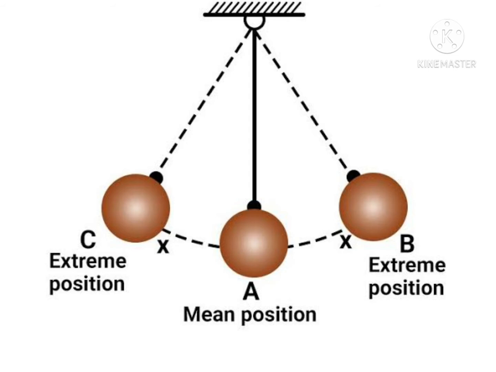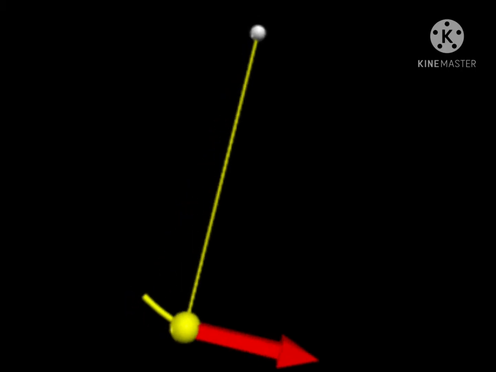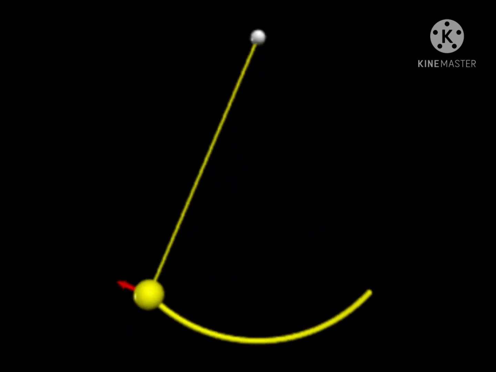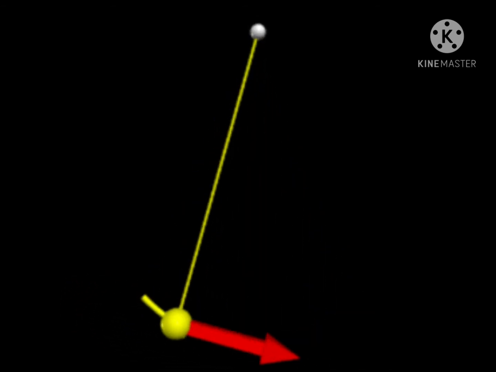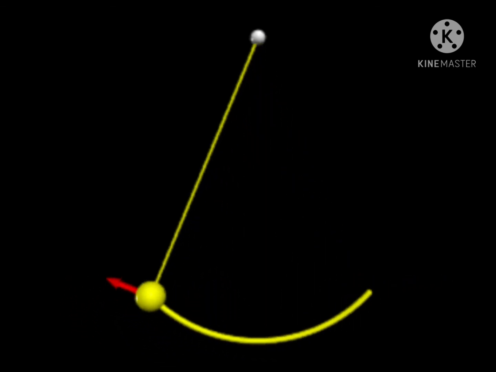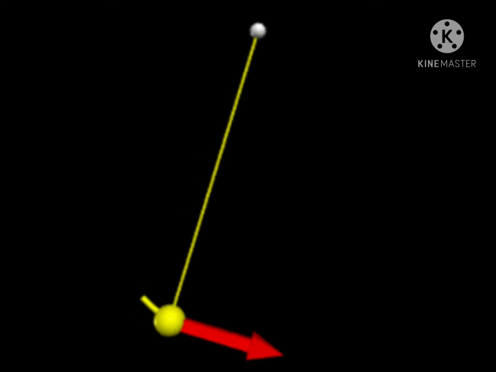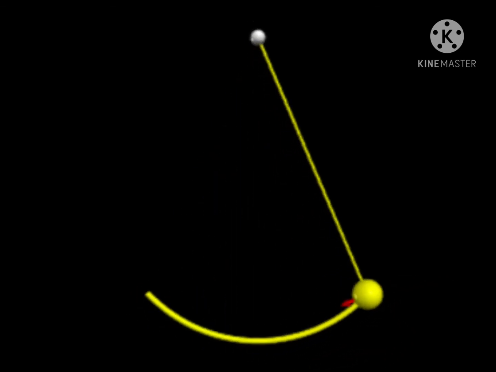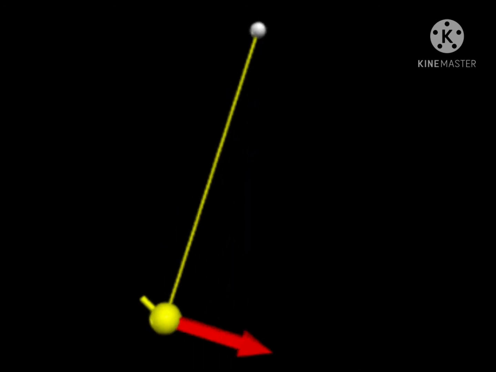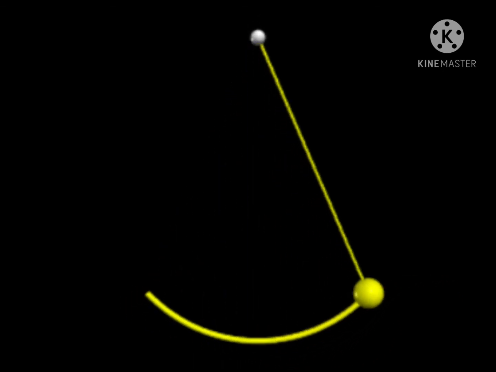Next is the extreme positions of the bob. The positions where the bob is at maximum distance from the mean position are called the extreme positions. Next one is oscillation of the pendulum. One complete to and fro motion of the bob about its mean position is called an oscillation of the pendulum. The next one is the amplitude of the pendulum. The maximum displacement of the bob from its mean position on either side is called the amplitude of the pendulum.